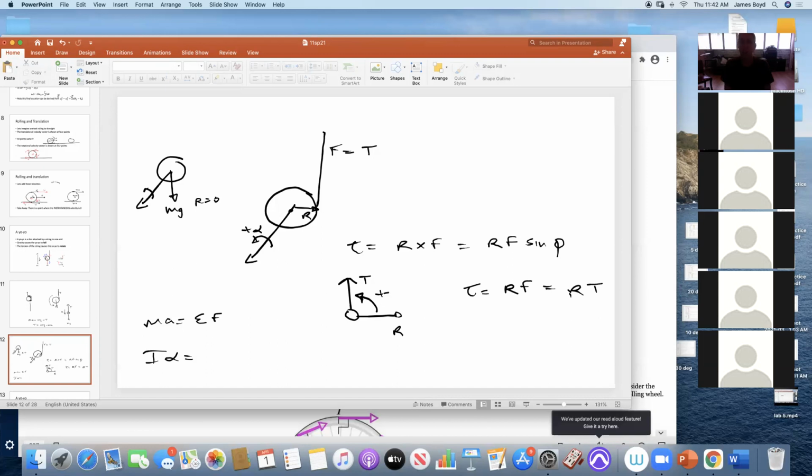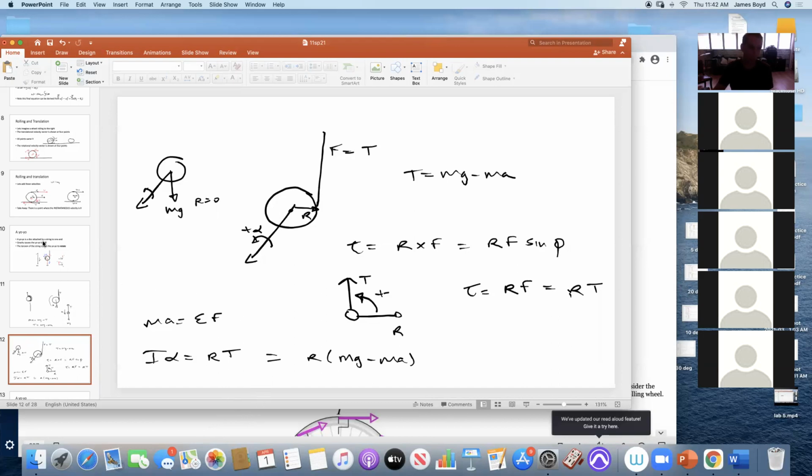Another way to say that is that the force of gravity acting on the center of mass can't cause it to rotate because it's not offset from the axis. I hope that makes sense. It can't cause rotation. It can cause acceleration. It's in fact what's causing it to fall. And the torque is due to the tension at the radius. So this becomes RT. We already said that T was mg minus ma. So RT is R times (mg minus ma).